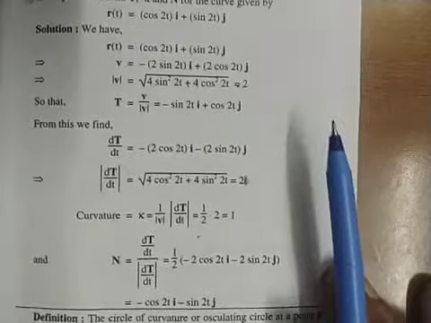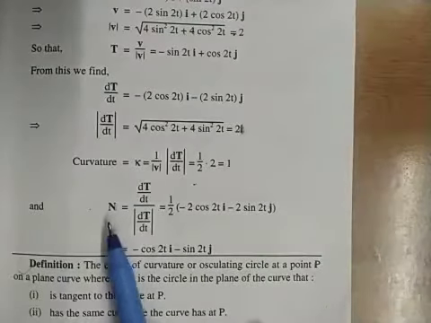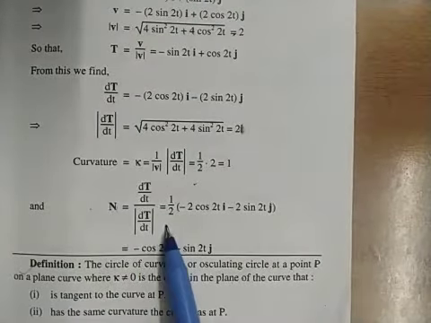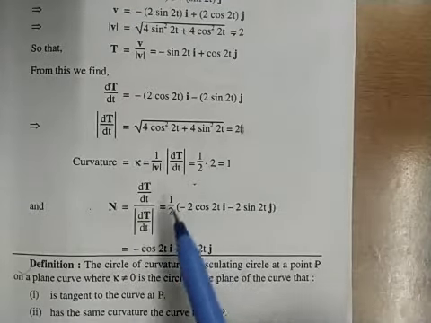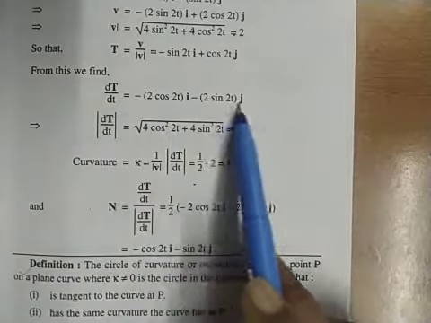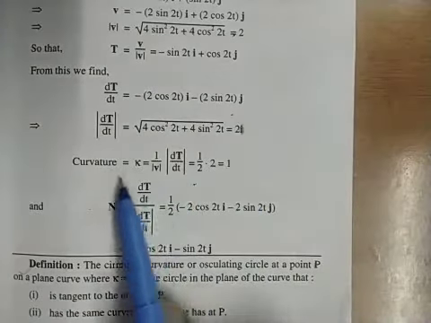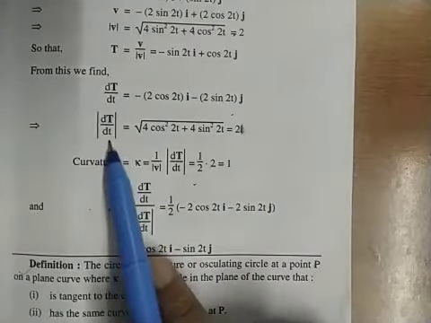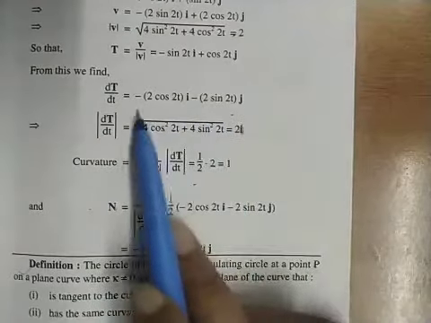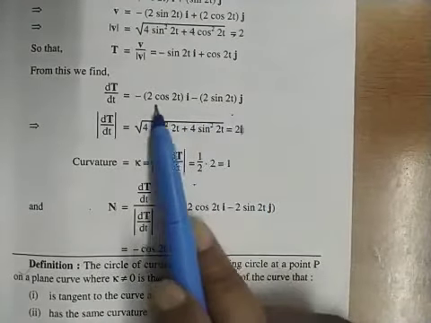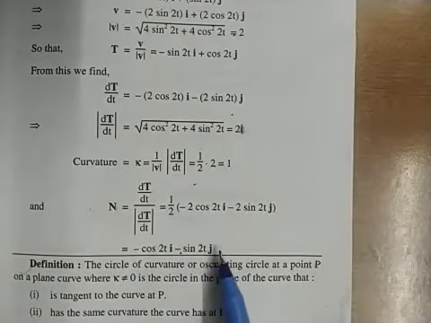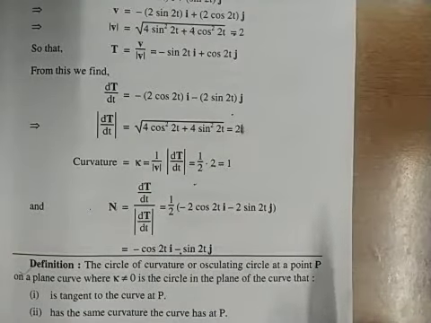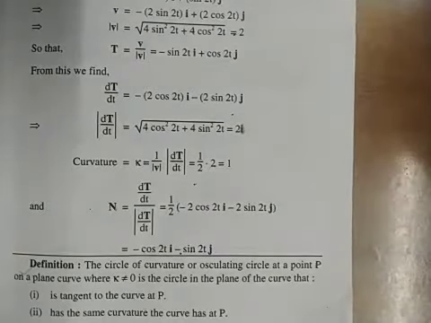And capital N, what will be capital N? We just saw the formula: dT by dt upon mod of dT by dt. What is dT by dt? This vector upon mod of dT by dt, that is 2. So divide this vector by 2. What we get then? Minus cos 2t i minus sin 2t j. So here we found the values of T, kappa, and N.